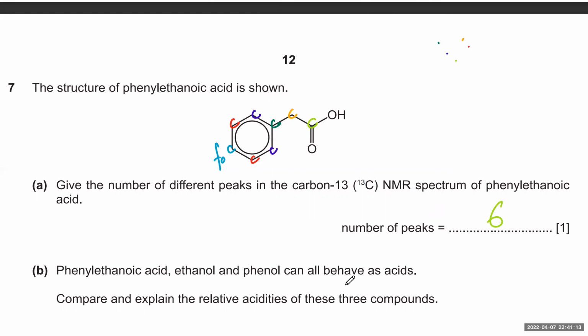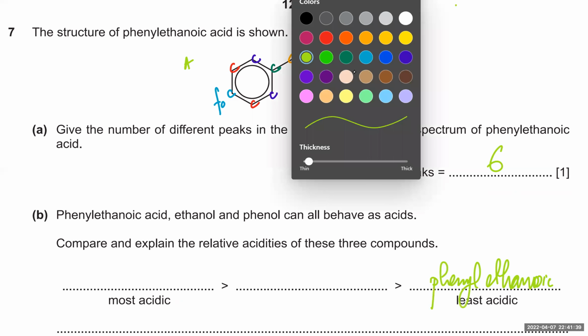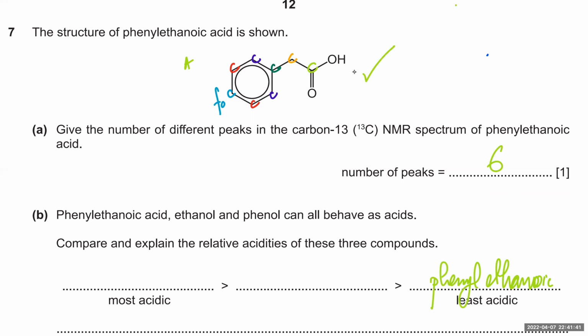Ethanol and phenol behave as acids. Compare and explain the relative acidities of ethanol, phenol, and phenylethanoic acid. Carboxylic acids are the strongest. So if I call this A, this one goes over here, which is obviously phenylethanoic acid, the most acidic. And ethanol is the least acidic. Normal alcohols are the least acidic, and phenols are somewhere in the middle.